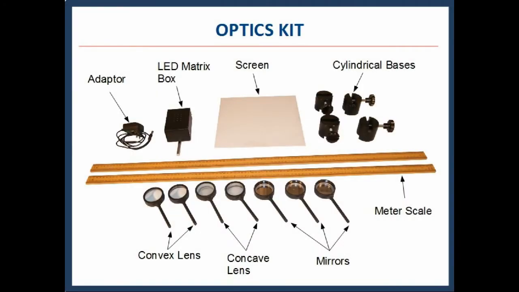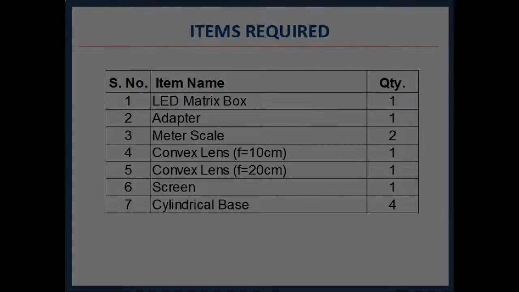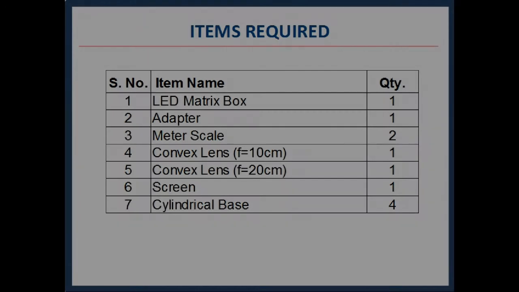The study of optics kit allows us to study the behavior of various types of lenses and mirrors. As an example, we will study how to find the focal length of a convex lens. Items required to perform this experiment are LED matrix box, adapter, meter scale, convex lens, screen, and cylindrical base.